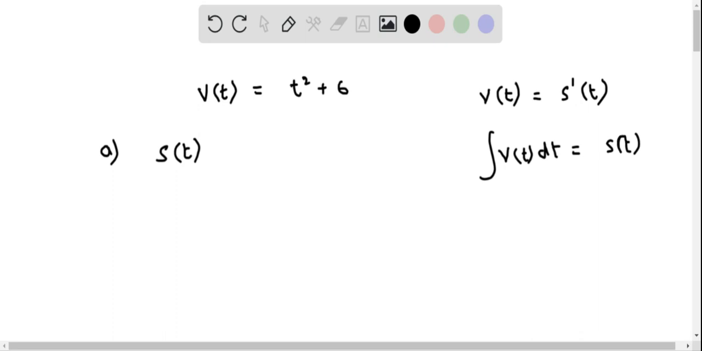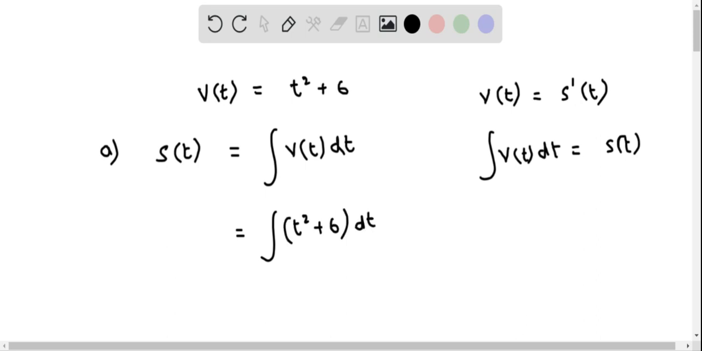So we can write down the position function as basically the integration of the velocity function. So let's replace v of t by the expression t squared plus 6. We should integrate this with respect to time. So we can integrate this in two parts, that is term by term.